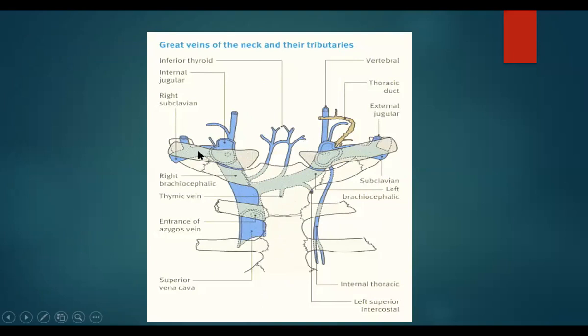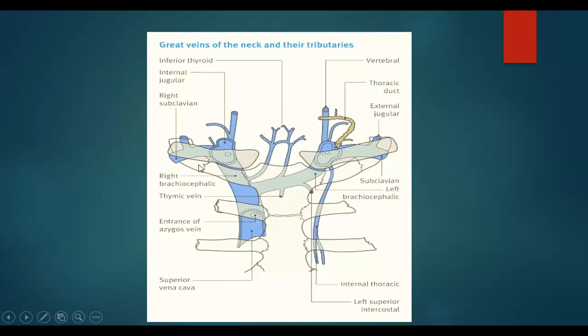So here is the formation of the superior vena cava by joining of the two brachiocephalic veins at the first costal cartilage, then enters the pericardium at the second costal cartilage, and then ends by opening into the right atrium at the third costal cartilage. This is the first costal cartilage, second costal cartilage, third costal cartilage.